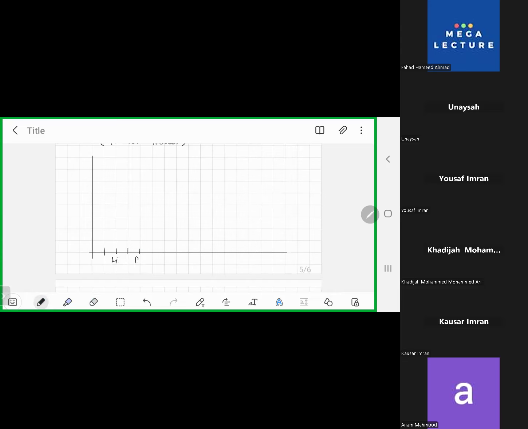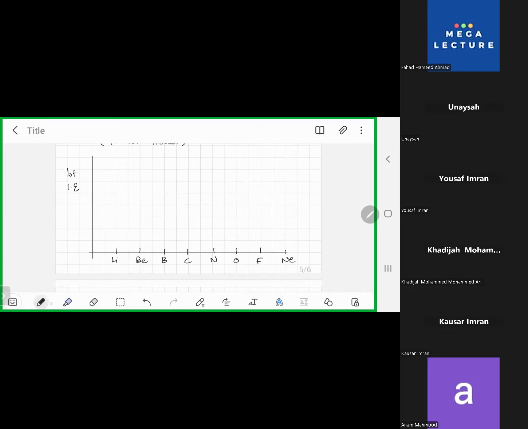Lithium, beryllium, boron, carbon, nitrogen, oxygen, fluorine, and neon. Okay, please mute your mic. So, lithium, beryllium, group 1, group 2, group 3 and so on. Now the trend should have been a direct increase like this. The first ionization energy should look like this. But this is not exactly the case.